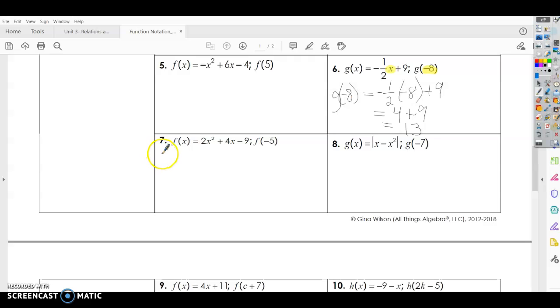All right, number 7, f of x. This time we're going to substitute negative 5.